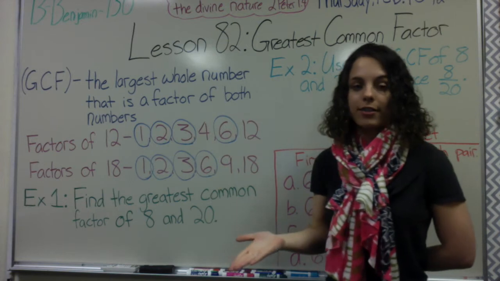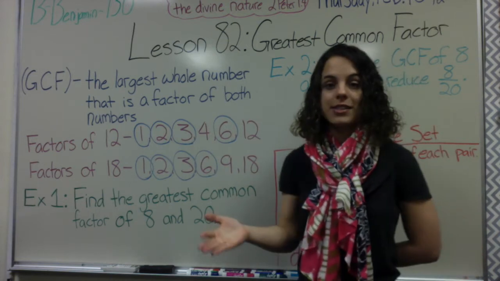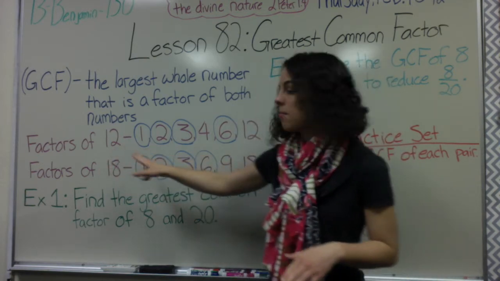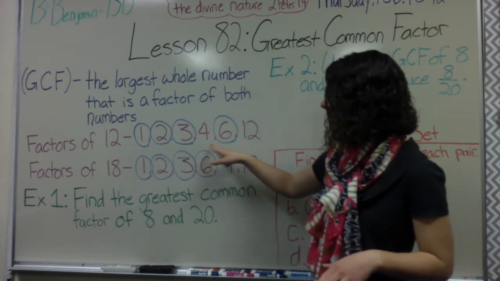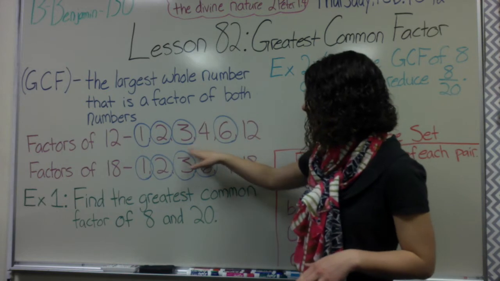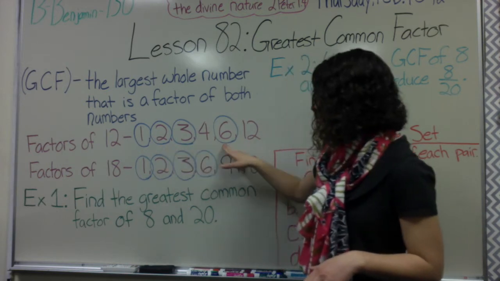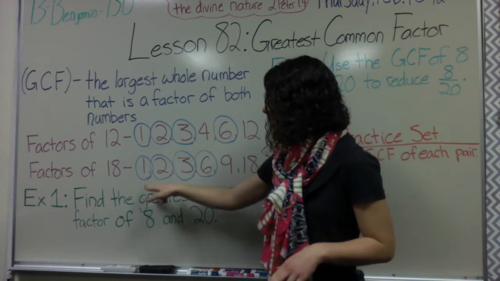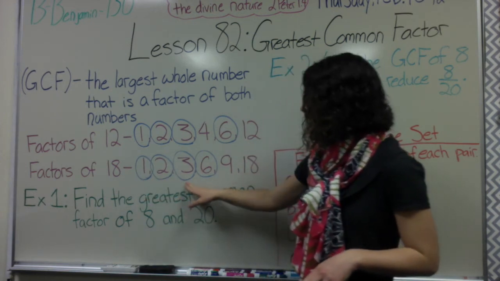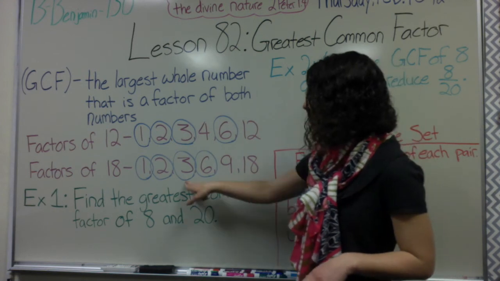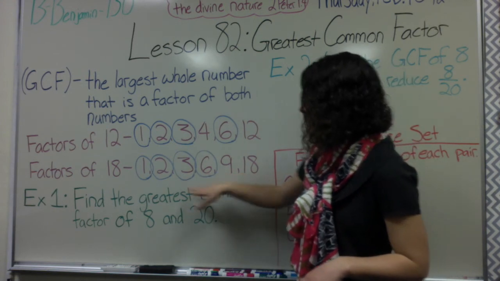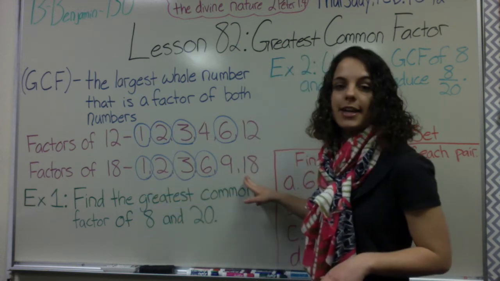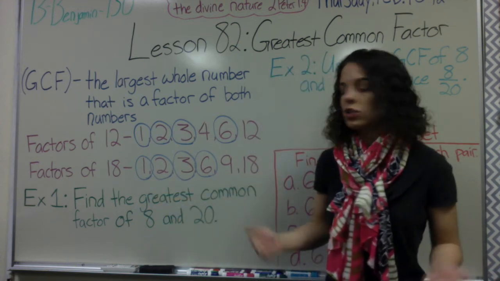So we already know how to list factors. You actually know how to do all of these steps. We're just putting it all together. The factors of 12 are 1, 2, 3, 4, 6, and 12, because 3 times 4 is 12, 2 times 6 is 12, and 1 times 12 is 12. The factors of 18 are 1, 2, 3, 6, 9, 18. We start in the middle: 3 times 6 is 18, 2 times 9 is 18, and 1 times 18 is 18. So that's how we find our factors.